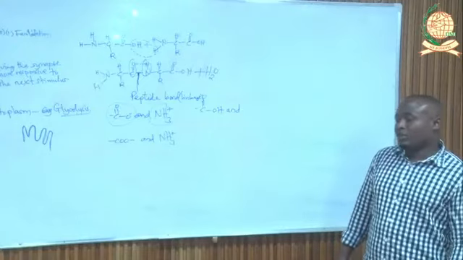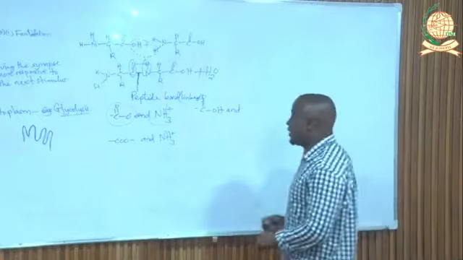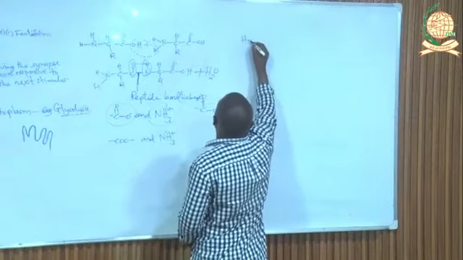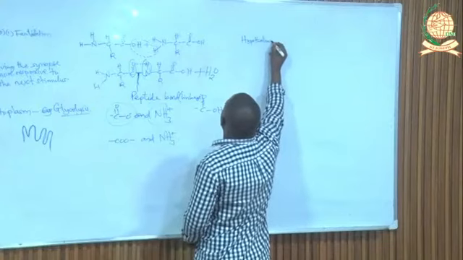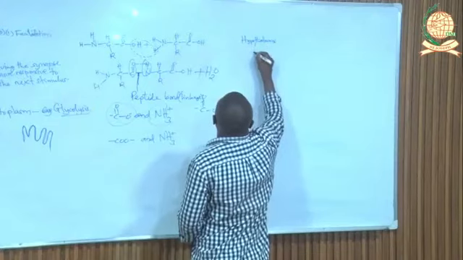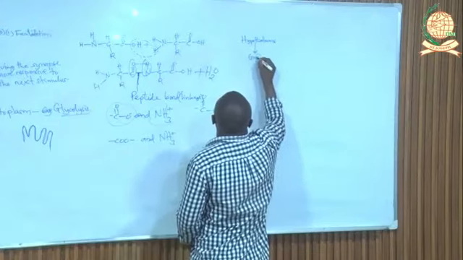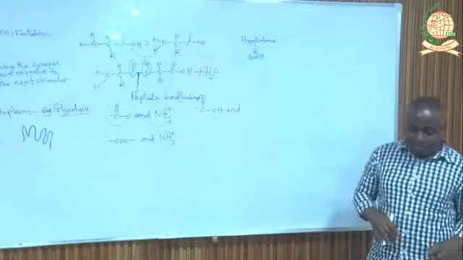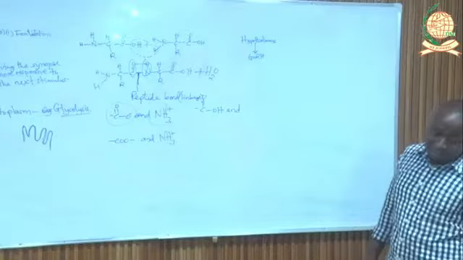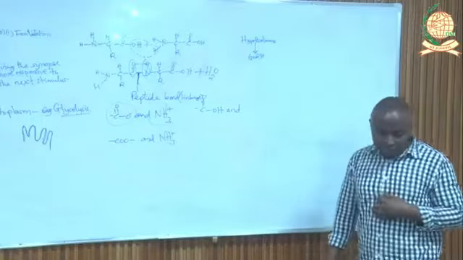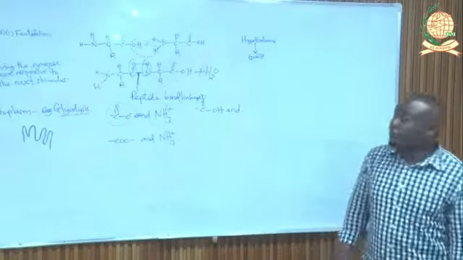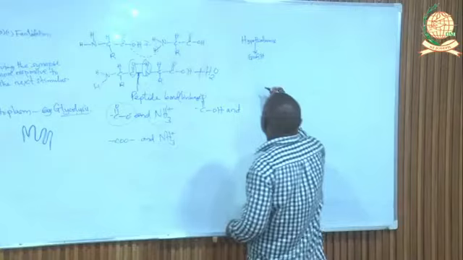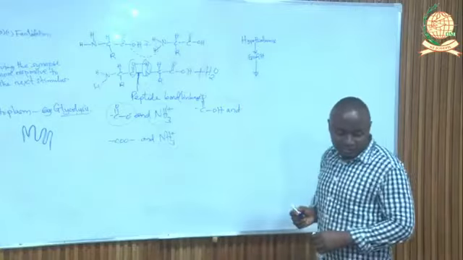The hypothalamus secretes the gonadotrophin releasing hormone, abbreviated as GnRH, which stimulates the pituitary gland, in this case the anterior pituitary gland.